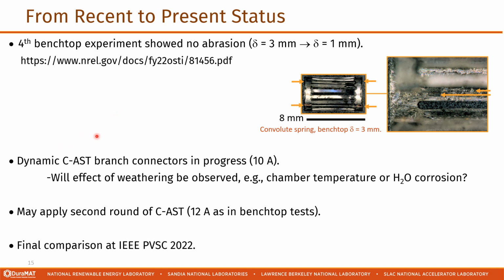The dynamic test in CAST is presently in progress at 10 amps test current. Here we dialed this back because we were concerned if there was an effect of weathering, maybe from the elevated chamber temperature or humidity that was present. We may follow up with a second round of CAST experiments at 12 amps. This was the failure current that was observed in the benchtop tests. And then the comparison of these results will be presented at the upcoming PVSC conference.